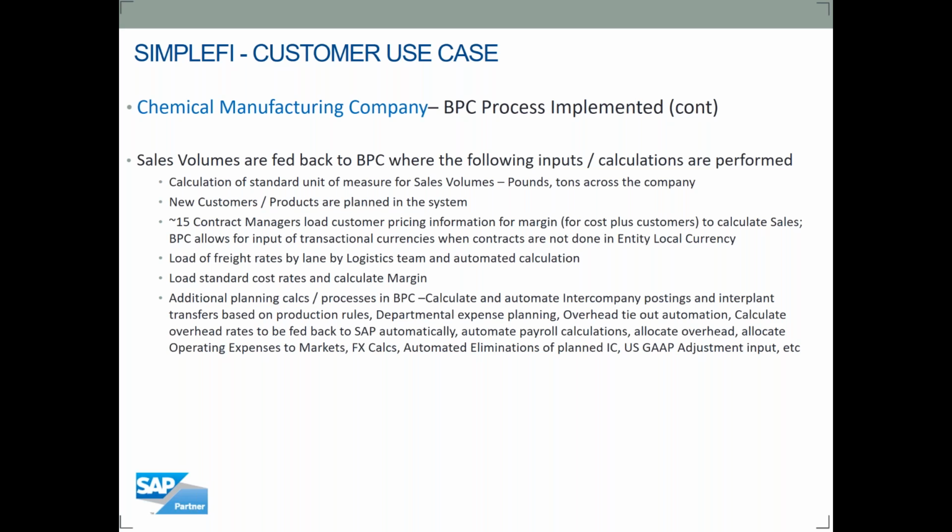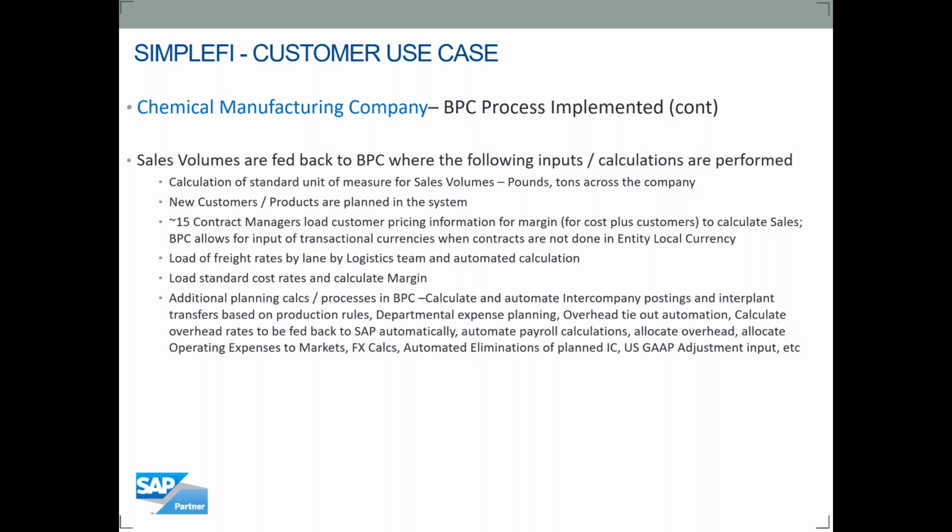So again, it includes expense planning, overhead tie-out automation. We actually calculate overhead rates for them. We automate the payroll calculations for them, allocate overhead, allocate expenses to markets, FX, automate eliminations. So all those other steps that are performed within the plan that are really math, we provide the tools within BPC so that as margin is updated and as expenses are updated, we run the logic to recalculate this.